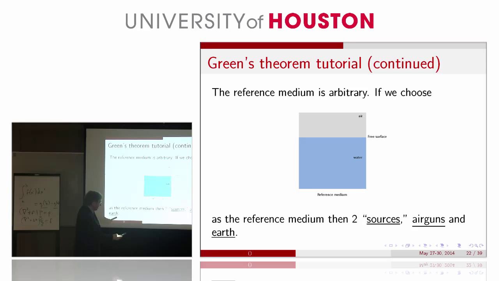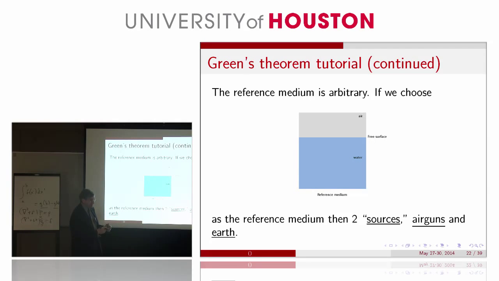If you made, and we will in a minute, a different choice, make the reference homogeneous, let's say you made the world homogeneous, whole space of water, then air is a source. In other words, you have to change the water on top into air. It becomes a term, and you have air guns and you have Earth. So with that choice of reference, which is what we choose for deghosting, yes? There's two different, the only difference between separating the reference wave and reflection data and deghosting is the choice of reference.